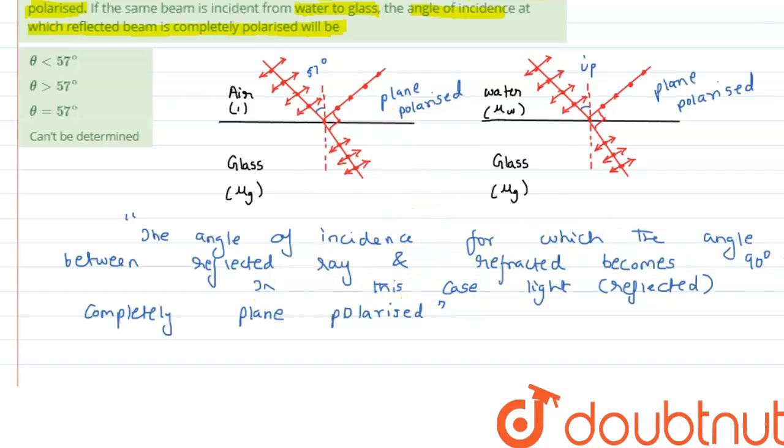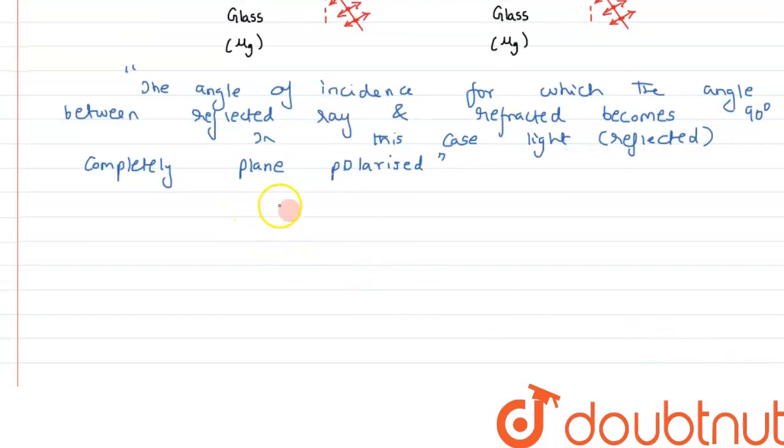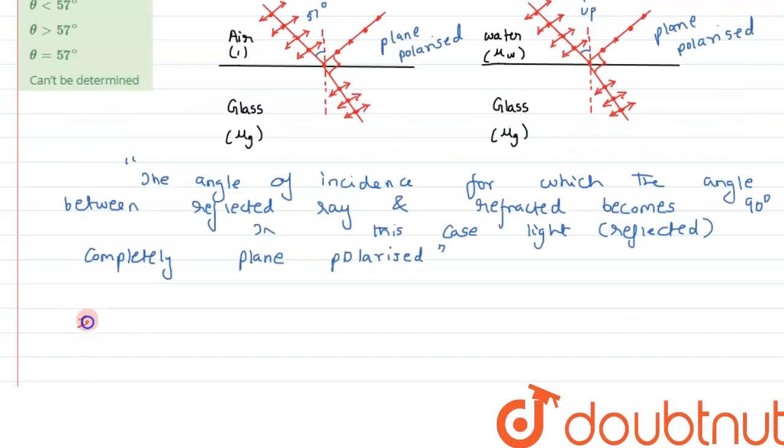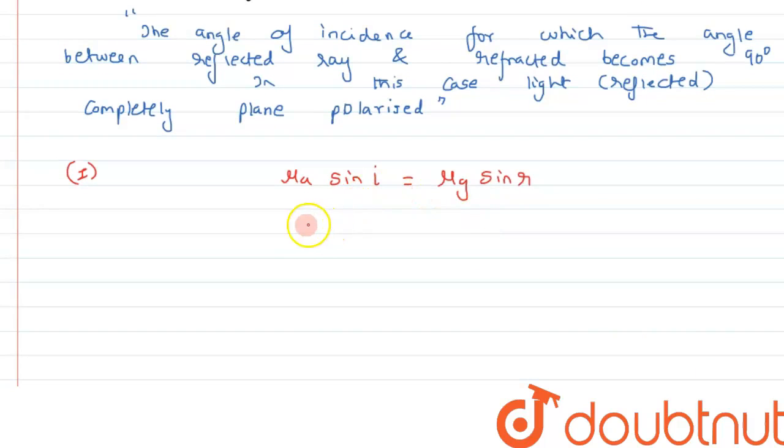Alright, so if we apply Snell's law in the first case, we can get mu a, that is the refractive index of air, into sine i, equals mu g into sine r. This angle is our angle of refraction, and by geometry we can say this angle of refraction can be written as 90 minus 57 degree. So we substitute the value: mu a into sine i equals mu g into sine of r, where r is 90 minus 57.